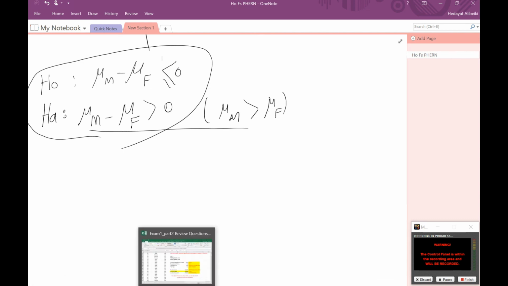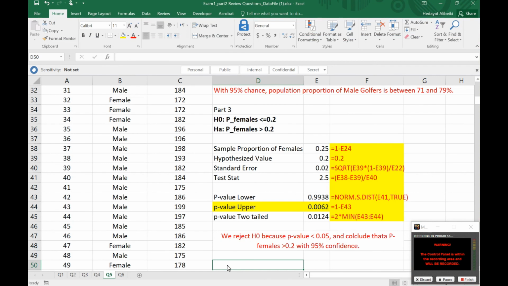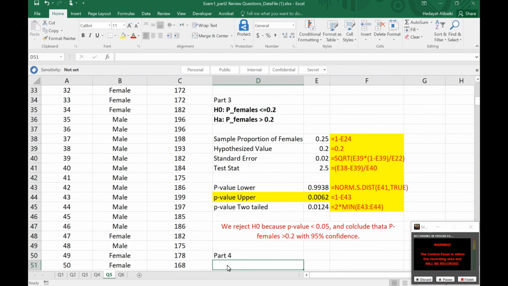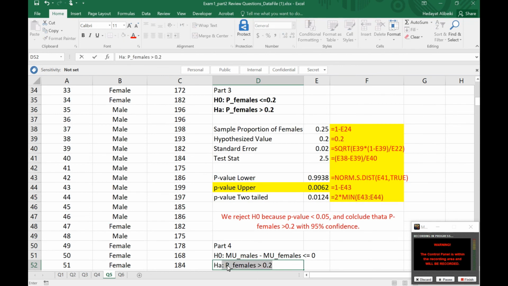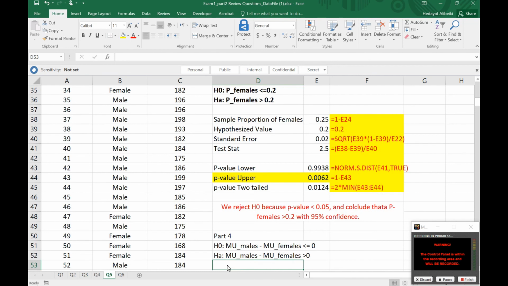So I'm going to go ahead and write it down. Part 4. Null would be mu males minus mu females less than or equal to 0. An alternative would be mu males minus mu females strictly greater than 0. So that's what I want to do.